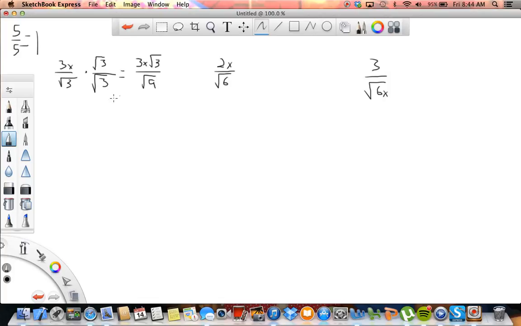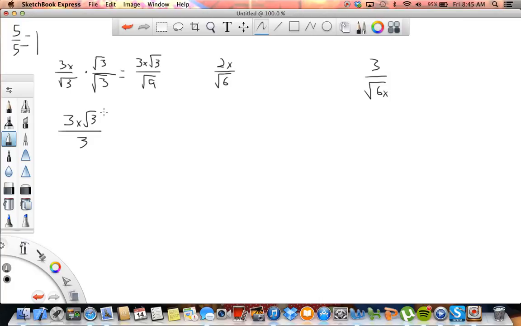Well, we need to simplify that down a little bit because I know that the square root of 9 is actually what? 3. So I can rewrite this as 3x square root of 3 over 3. So we've almost got this one completed. What is the one thing that we can do to simplify this a little bit farther?